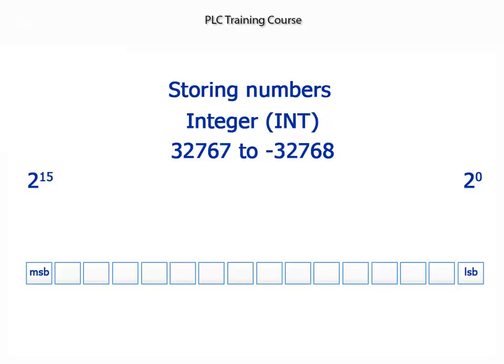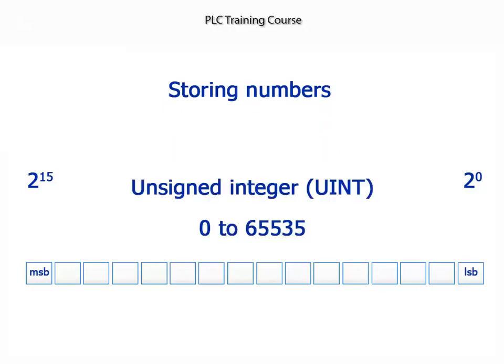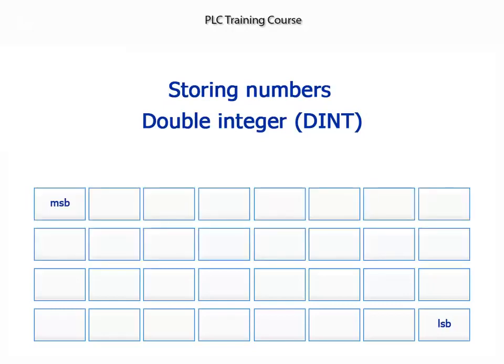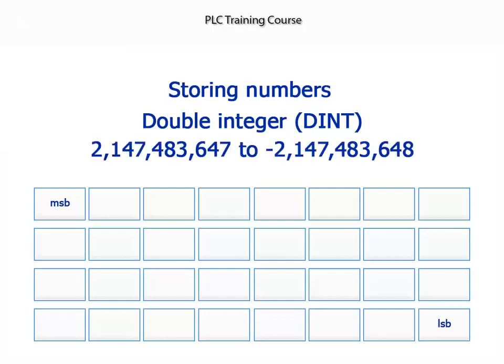32,767 to minus 32,768. Some PLCs allow you to create an unsigned integer. Some PLCs allow storage of larger numbers. 4 bytes are used, giving a total of 32 bits. This gives us a range of plus or minus 2 billion.